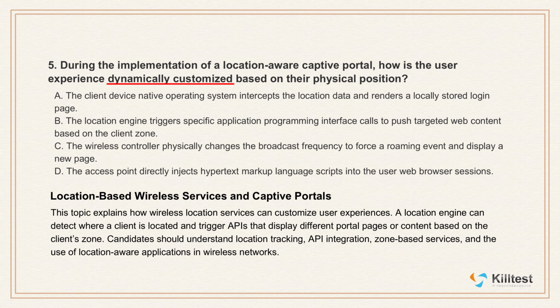Option A, the client OS natively intercepts location data to render a locally stored page. Option B, the location engine tracks the client zone and triggers API calls to push targeted web content. Option C, the controller forcefully changes broadcast frequencies to trigger a roaming event. Or option D, the access point directly injects HTML scripts into the user's active browser session.